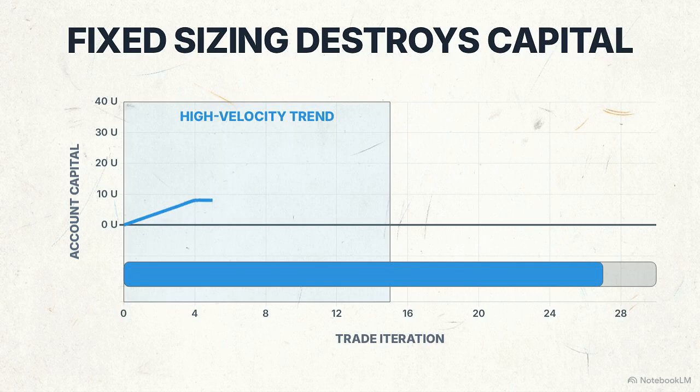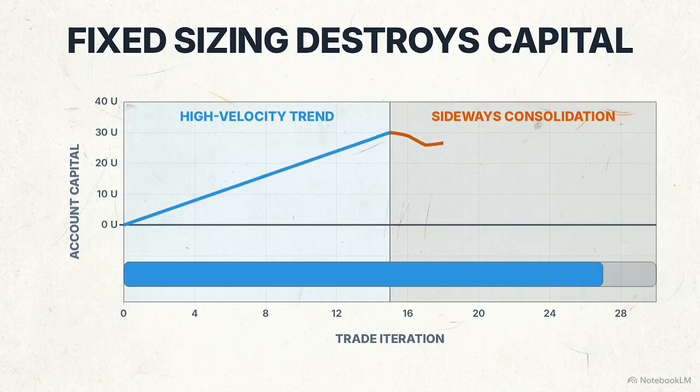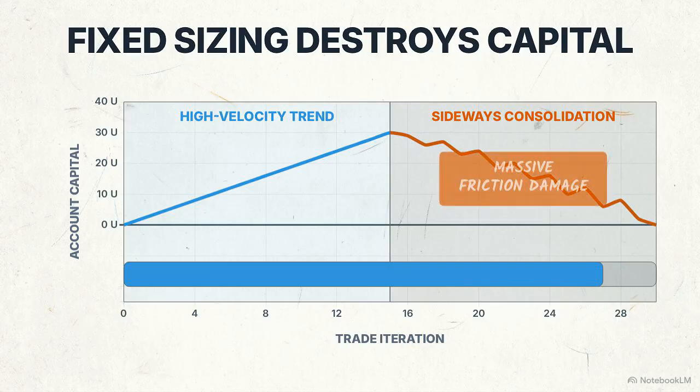A mathematically sound entry strategy deployed with 5 contracts in a high-velocity trend produces steady baseline growth. However, applying that exact same strategy and fixed size inside a sideways consolidation zone destroys capital. By treating a breakout and a tight consolidation as equal environments, the static sizing model absorbs massive friction damage. The account gets chopped to pieces because the payload remained fixed while the probability of follow-through collapsed.